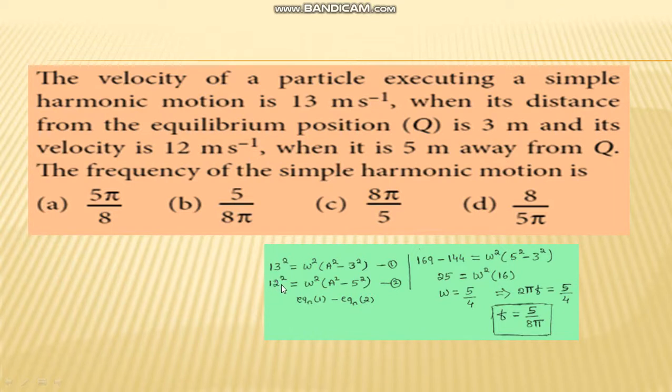Just write the given values in the velocity formula as equation 1 and equation 2, and subtract equation 1 minus equation 2. Why? Because I want to cancel a. So when you simplify this, you get 25 is equal to omega square times 16, and omega is equal to 5 by 4. But omega means 2 pi f is equal to 5 by 4, and f is equal to 5 by 8 pi. So our answer is B.